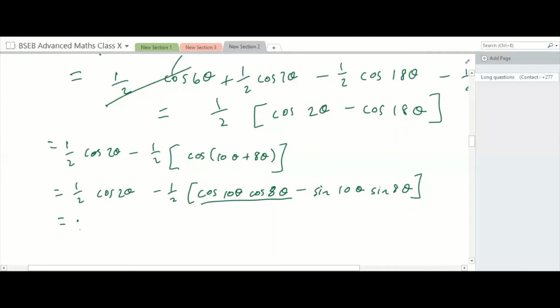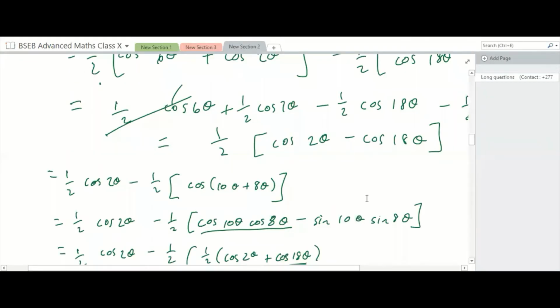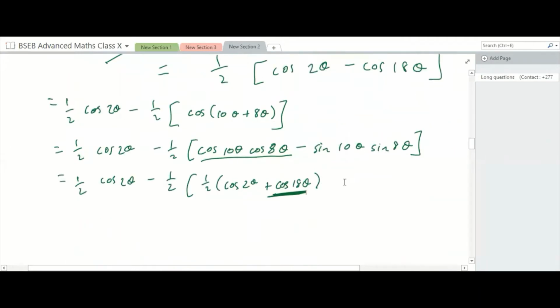Let us use half angle again. Half cos 2 theta minus half into half cos 2 theta plus, that's 10 minus 8, cos 18 theta again. Okay, looks like we're going in circles here, guys, because we ended up with 18 theta again. So let us try out another strategy here.